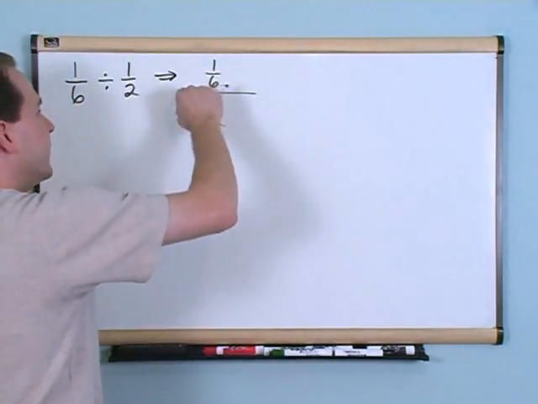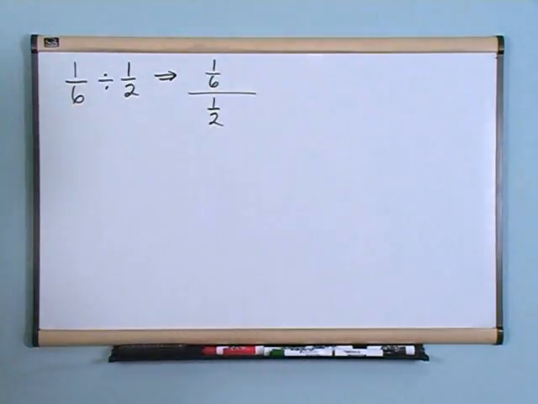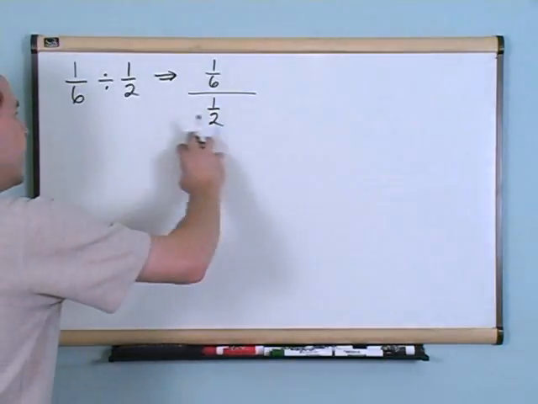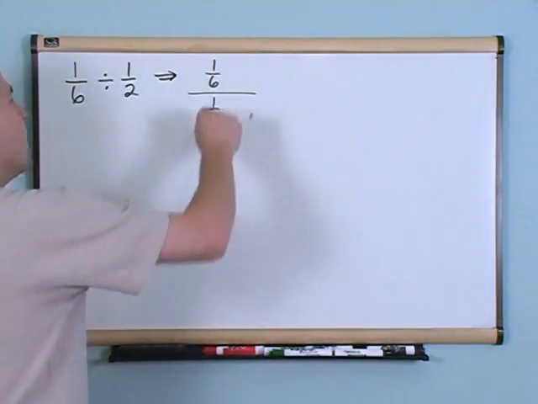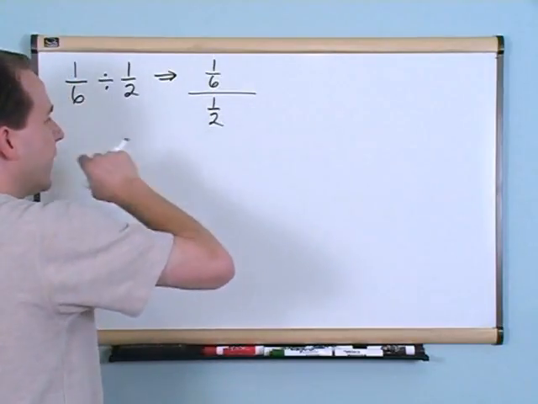Here I've got 1/6 divided by 1/2. I'm just showing you what they're really asking you to do. I'm kind of writing it in a different form, okay? 1/6 divided by 1/2, okay?